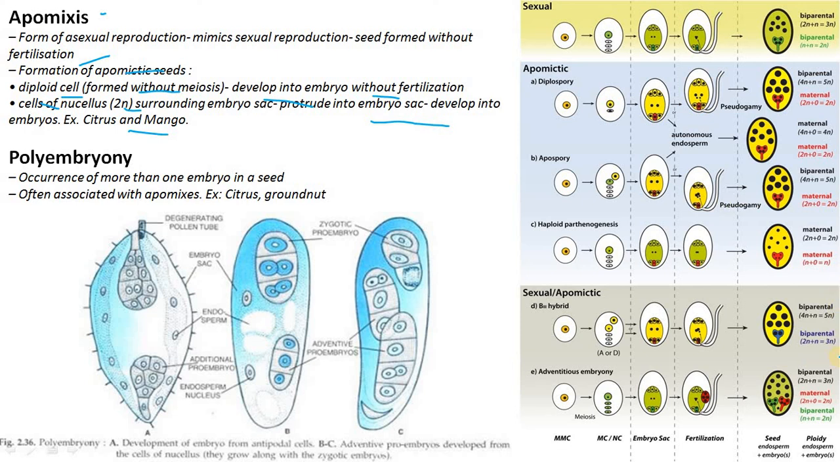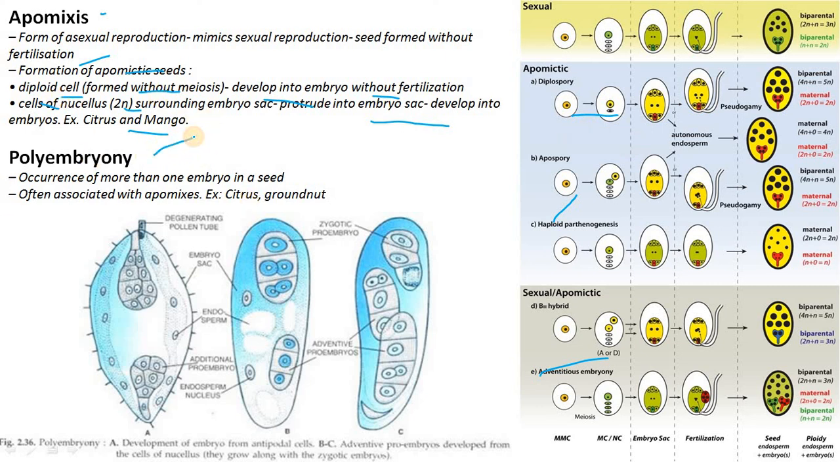These are a few examples which you can refer to for the apomictic diagram. Here the seed is developed; where fertilization occurs it is known as pseudogamy, and otherwise without any fertilization. It's a very complex process.